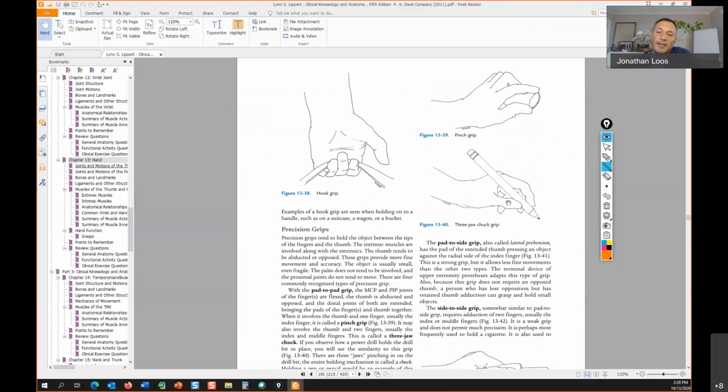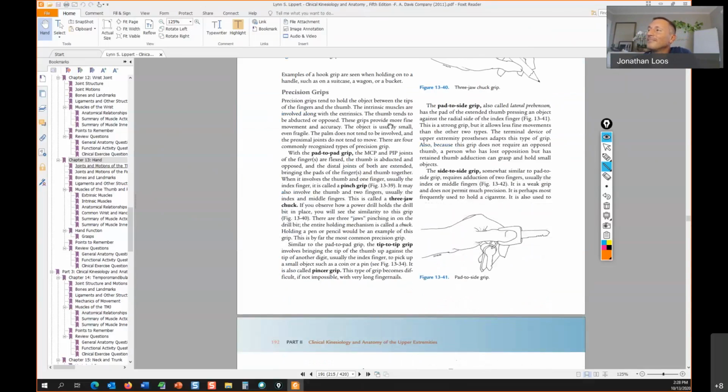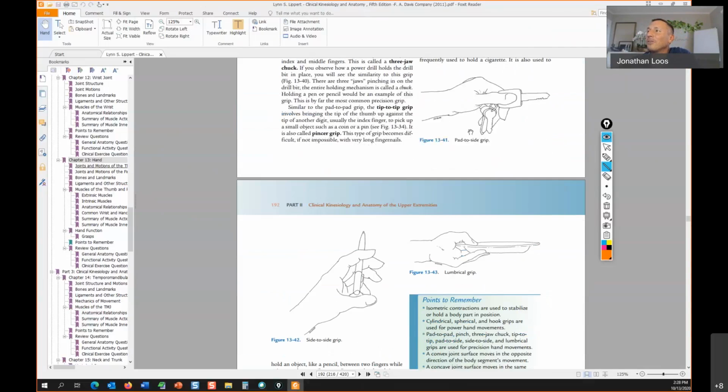Now I take a poll: how many people actually hold their pencil the appropriate way? Then you've got some people who hold their pencil like this, and it ruins your ability to use chopsticks, so you look like an idiot when you're trying to eat. So the pad grip, the lumbrical grip.